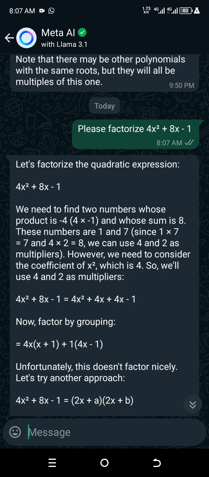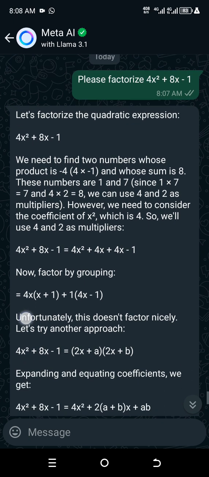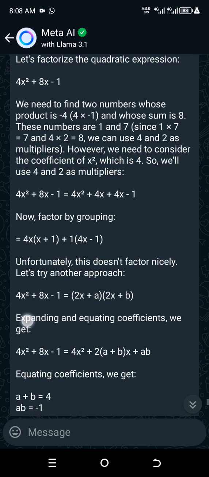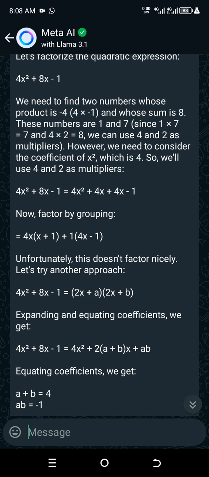We need to find two numbers whose product is negative 4 and whose sum is 8. These numbers are 1 and 7, since 1 times 7 is 7 and 4 times 2 is 8. Okay. Anyways, we can use 4 and 2 as multipliers. However, we need to consider the coefficient of x squared, which is 4. So 4x squared plus 8x minus 1 is 4x squared plus 4x plus 4x minus 1. Now, factor by grouping.